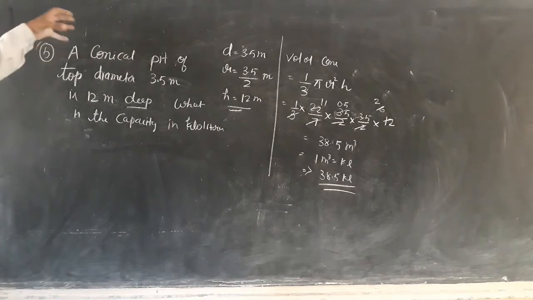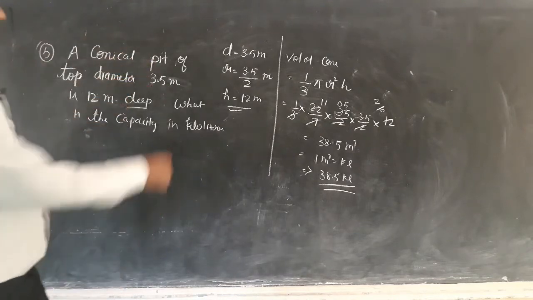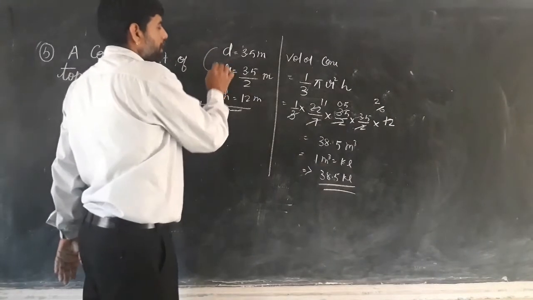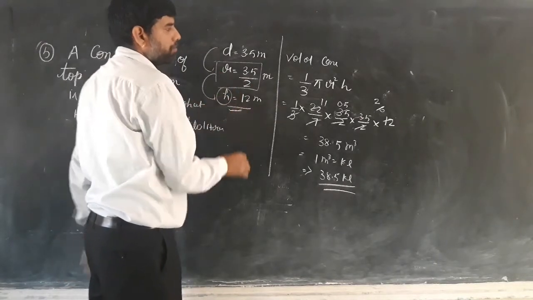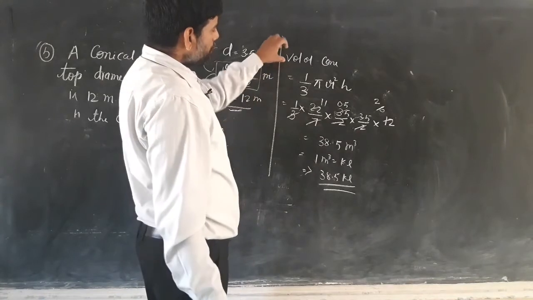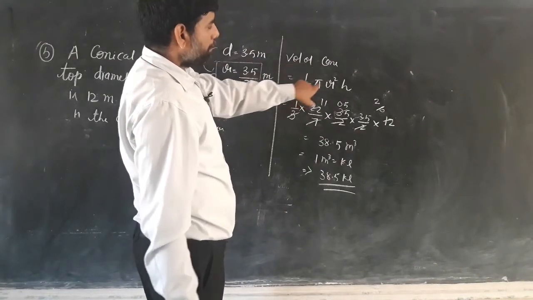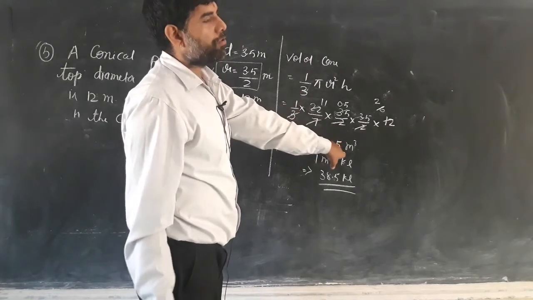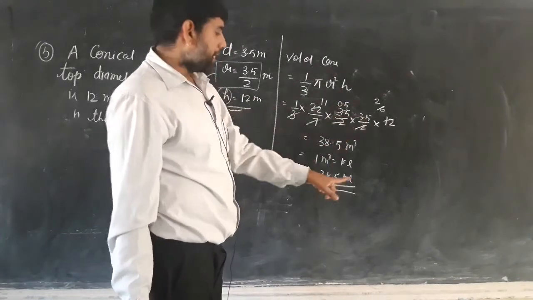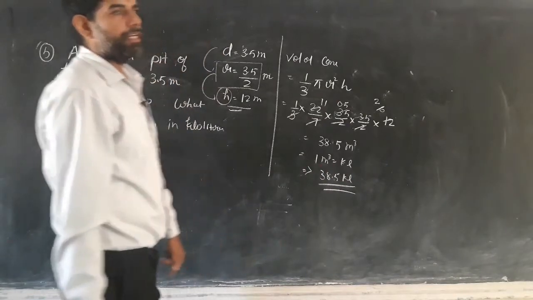A simple question. That is a conical pit of top diameter 3.5. The radius is half of the diameter. Deep means height. Height is equal to 12 meter. We use the formula volume of cone 1 by 3 pi r square h. Solving this question, that is 38.5 meter cube. 1 meter cube is 1 kiloliter, that is 38.5 kiloliter.